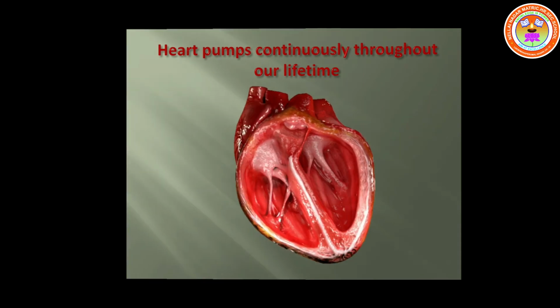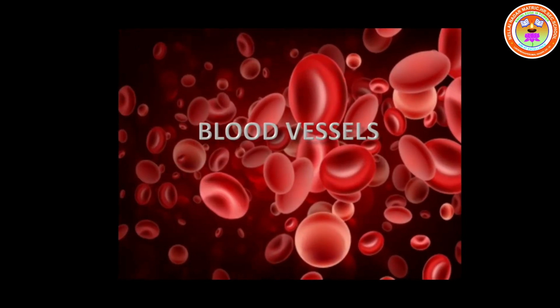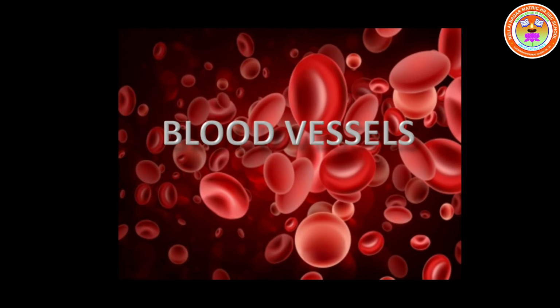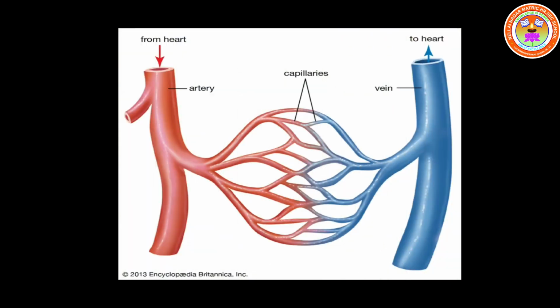Now let us learn about the blood vessels. There are three types of blood vessels present in our body. How many types of blood vessels? There are three. They are arteries, veins and capillaries.